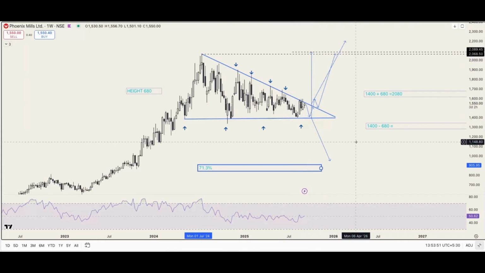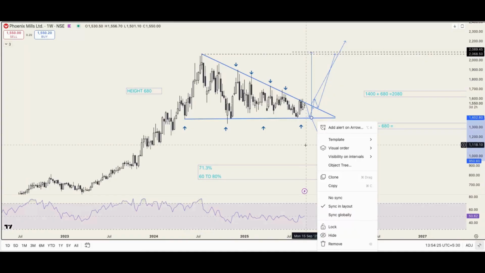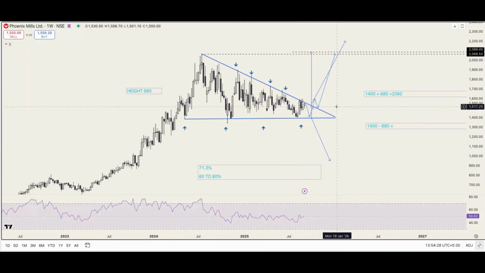I'll share all the detailed charts of this very soon. Right now, this is for the learning purpose. The tip to be taken here is the height. Remember the height of the triangle. On either side, the breakdown or breakup will give the base price plus height or base price minus height. The span of the breakout is generally from 60 to 80%. Right now we're trading at 71%, so very soon we'll have a breakout in Phoenix Mall.